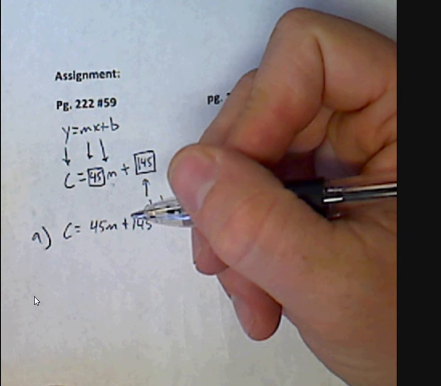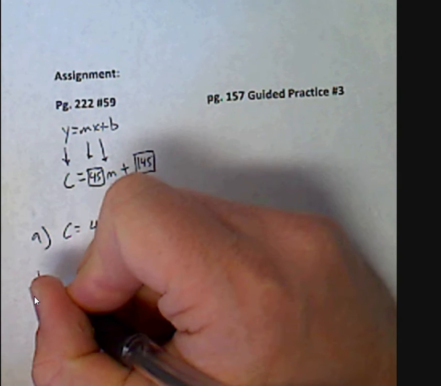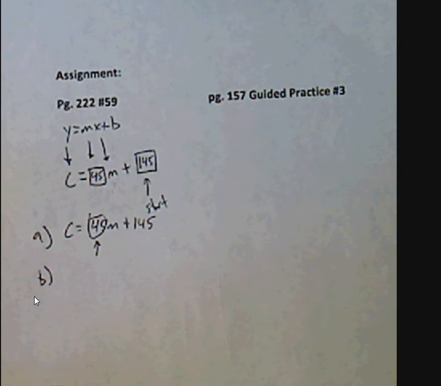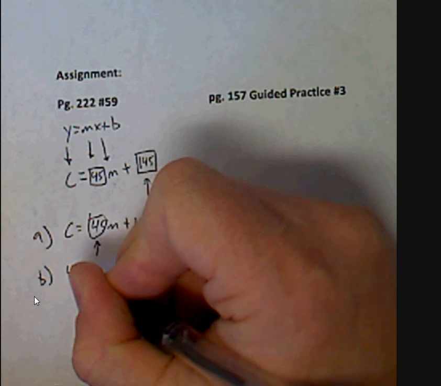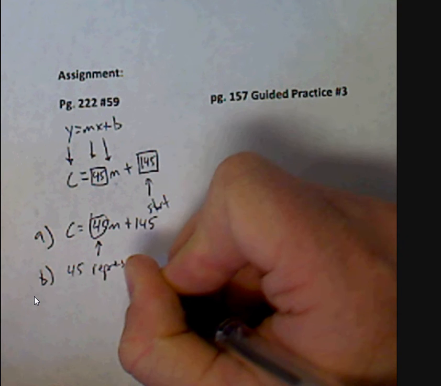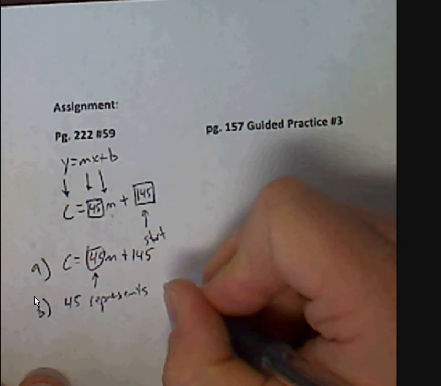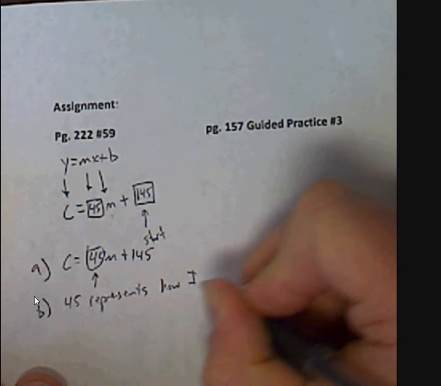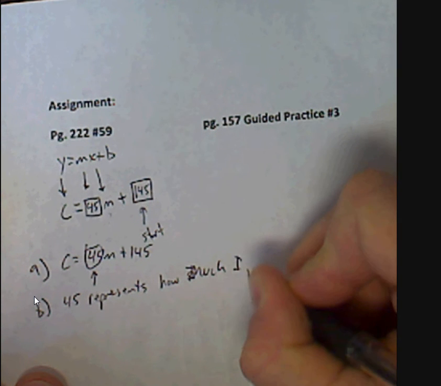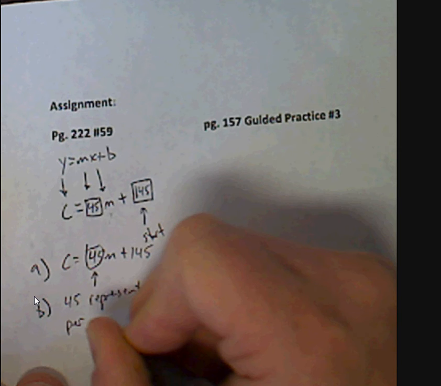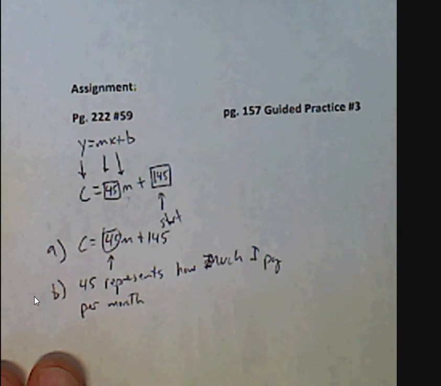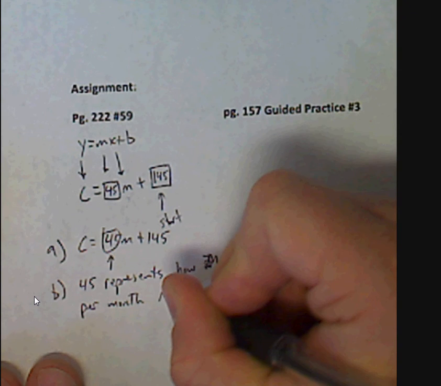Letter B says, what does the slope represent? Slope is that 45. So what does 45 represent? Well, 45 represents how much I pay per month. That's my monthly fee. So if you just put monthly fee, that's the same thing.